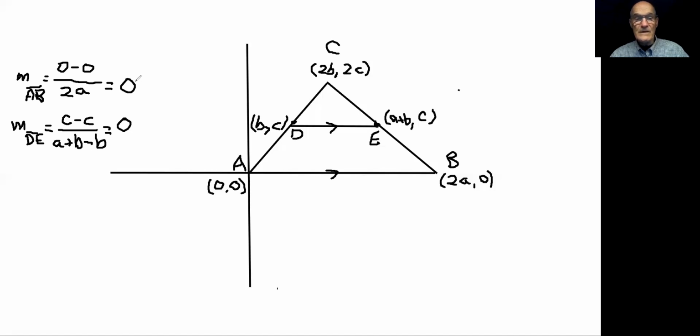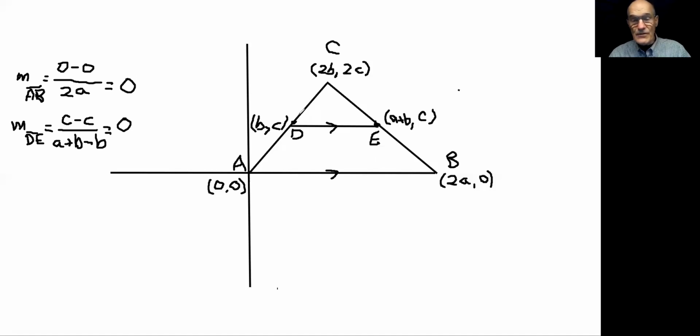And since the slope of AB is 0 and the slope of DE is 0, I've proven that if I connect those two midpoints, then the line connecting the midpoints is parallel to the opposite side.